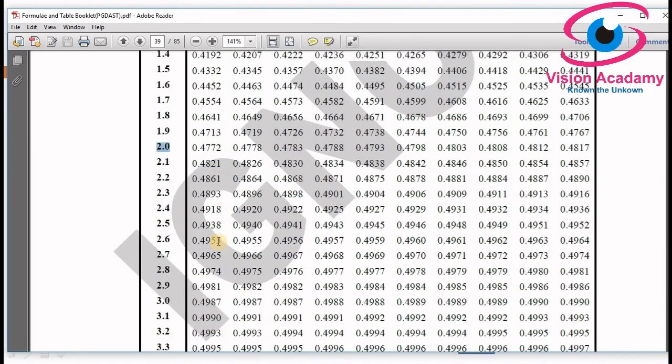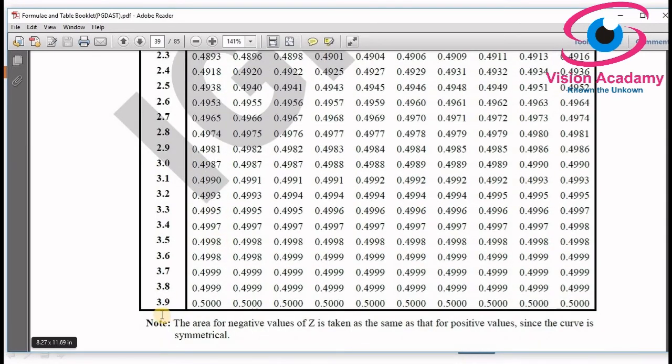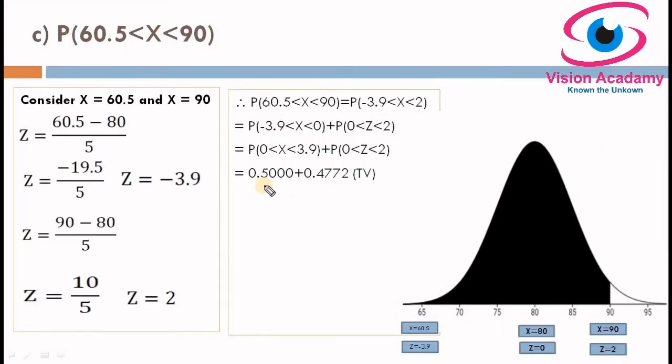0.4772, and one more Z value I have to look at here. Z 3.9. For Z 3.9, our Z score is 0.5000, and in the Z table the highest value is 3.9 only. So let us take these 2 values and perform our calculation. Here I have considered both table values, the Z score of 3.9 and 2. For 3.9 our Z score is 0.5, and for 2 our Z score is 0.4772.